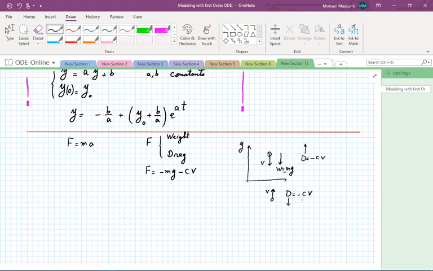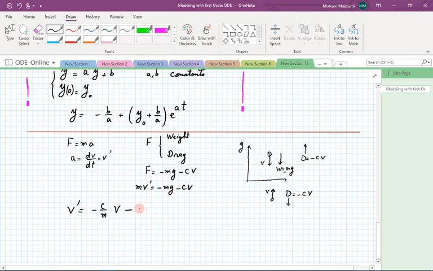So what else? Well, F is equal to ma, and a itself is the derivative of velocity, which we write as v prime. So instead of F I have mv prime equal to minus mg minus cv. Let me go ahead and divide this by m and rearrange it a little bit. So I write this as v prime equals minus c over m times v, and when you divide by m here, I'll have minus g.